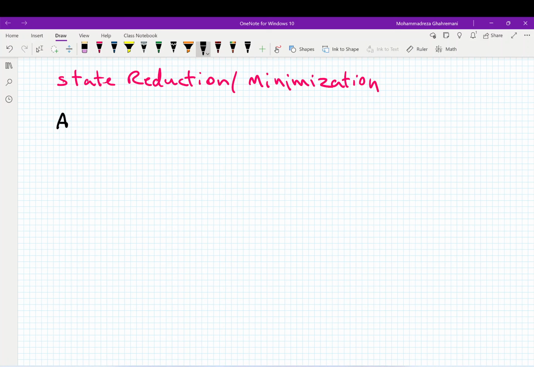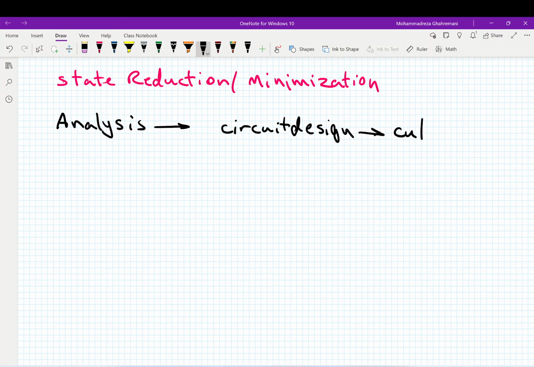So for analysis of a system, we start from a circuit design and it culminates in a state table or state diagram.